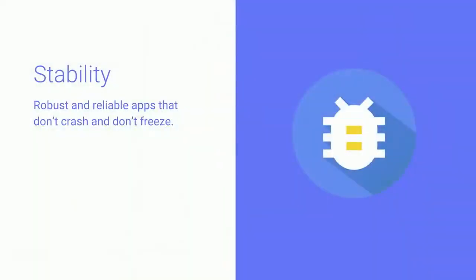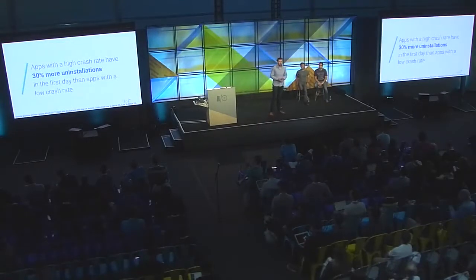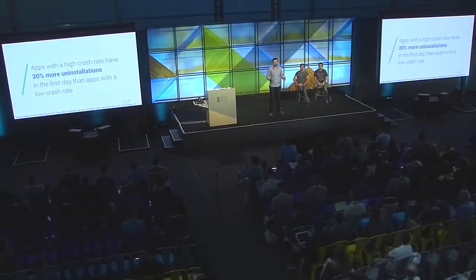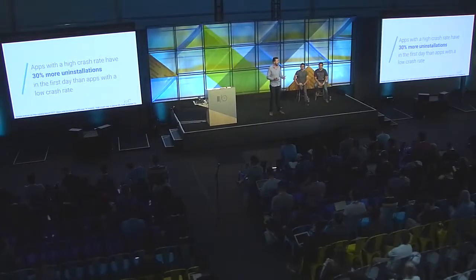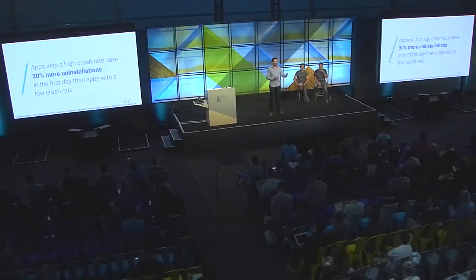So stability. Stability is all about providing a reliable experience to your users. And we are providing a lot of insights here that you might not have been able to get from other crash reporting tools. And why would you care about this area? What we found is that making a first impression on users is critical, as we all know. And the data shows that if your app crashes a lot on the first day of use, you get 30% more uninstallations than if your app works well. So really focusing on these stability issues is critical to your user base.